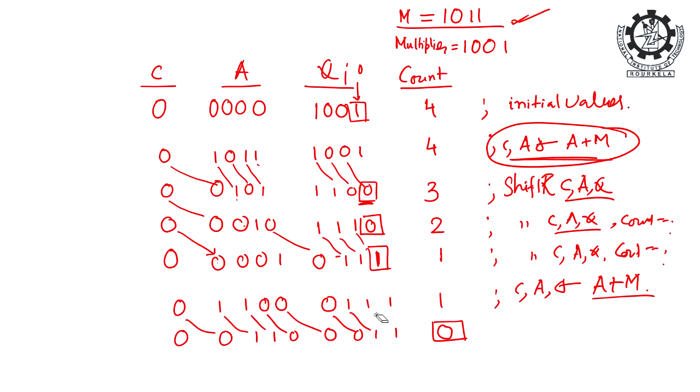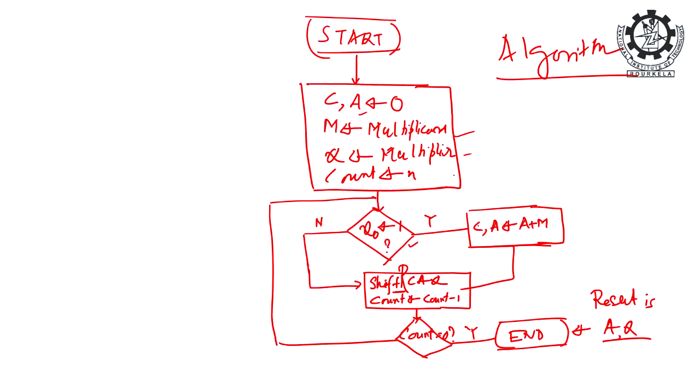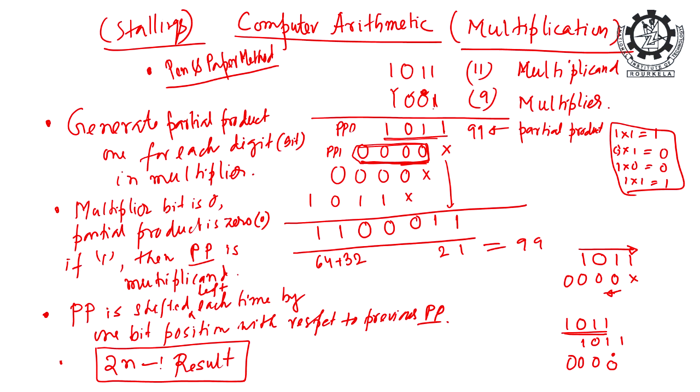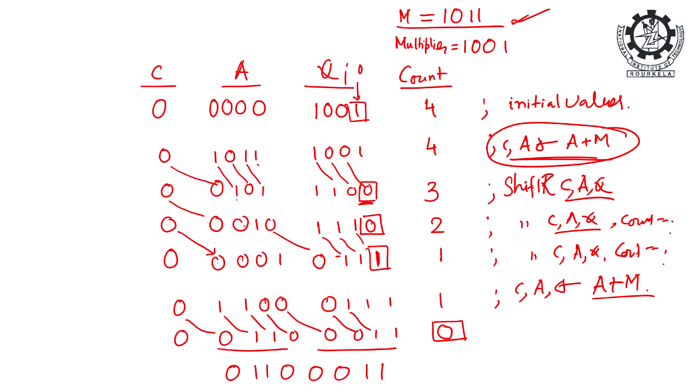So, result is nothing but, okay, sorry, result is not C A. So, results is available in A Q. So, results is A value and Q value. Okay. So, the results will be 0 1 1 0 0 0 1 1. So, earlier what we got value? Yeah, what was the 1 1 0 0 0 1 1. Okay. So, 1 1 0 0 0 1 1. So, this is nothing but 99.